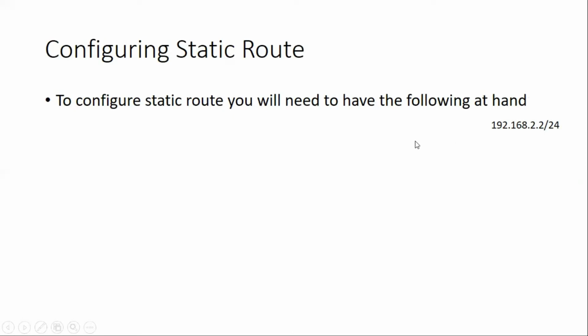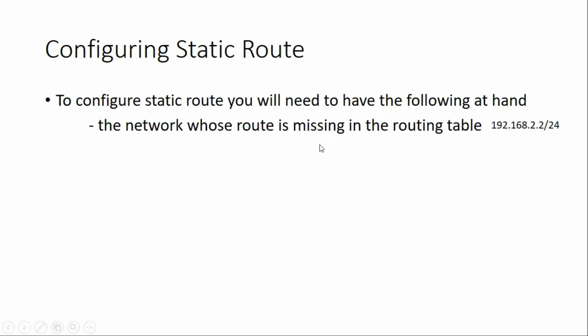You just need some parameters, and one of those parameters is the network whose route is missing in the routing table. In our case, we want to route for this machine. This is our destination. So we need the network IP for this particular IP address. And how do you work out the network IP? You do some subnetting using that IP address and the subnet mask. So for this, the network will be 192.168.2.0.